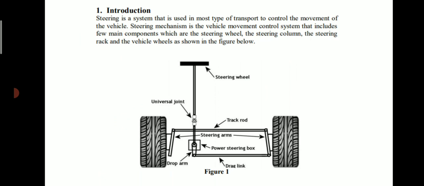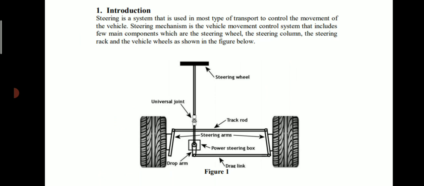So steering is a system that is used in most types of transport to control the movement of the vehicle. To control the movement of the vehicle we need the steering. Steering mechanism is the vehicle movement control system that includes a few main components, which are the steering wheel, the steering column, the steering rack and the vehicle wheels, which are shown in the following figures.